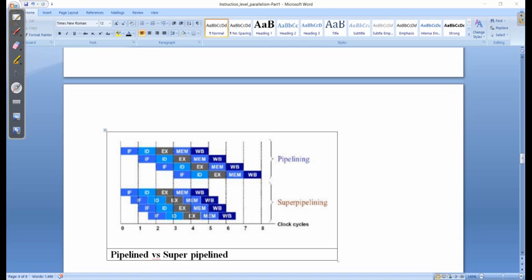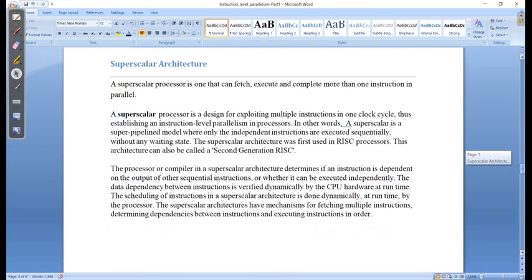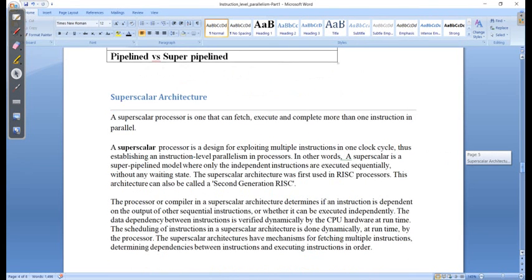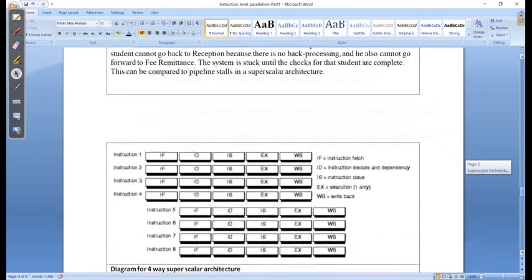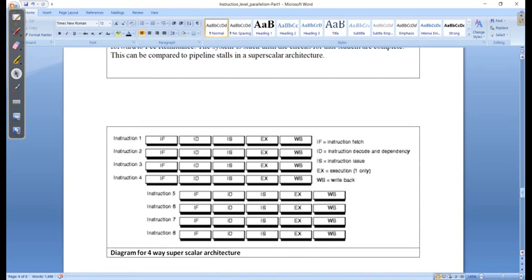Now come to the next concept, superscalar architecture. A superscalar processor is one that can fetch, execute and complete more than one instruction in parallel. This has been achieved by using some extra hardware.